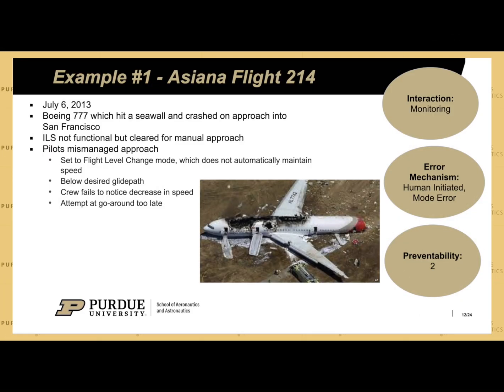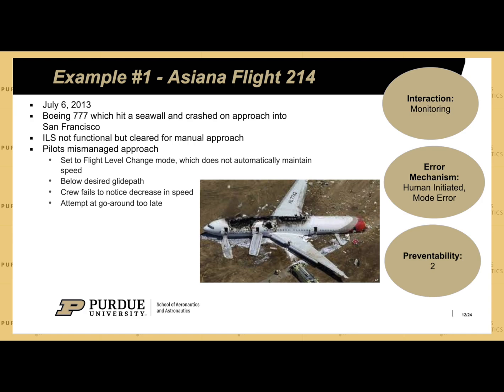One accident we looked at was Asiana Flight 214. This was a Boeing 777, which departed from South Korea for San Francisco. On the approach into San Francisco, the pilots were cleared for a visual landing, since the ILS system was down on the runway. The pilot in control began to slow the airplane, since it was coming in above the glide path. At some point, the flight mode was changed to flight level change mode, which meant that the autothrottle no longer controlled the airspeed. But the pilots were not aware of this change.